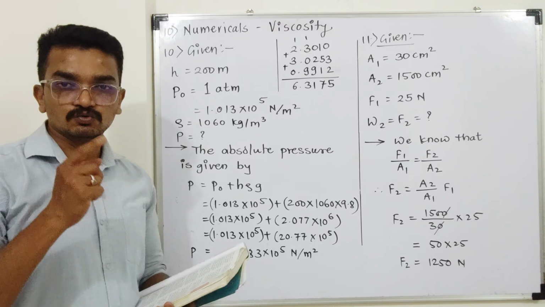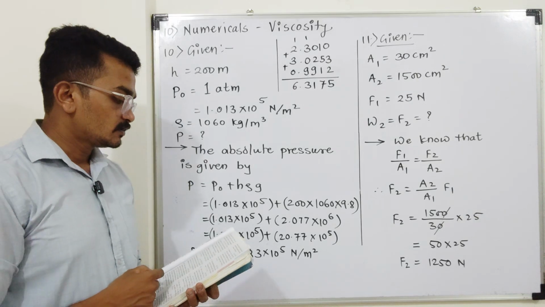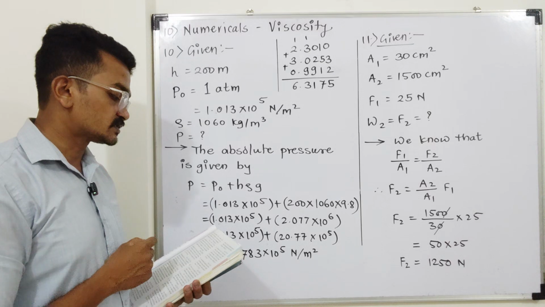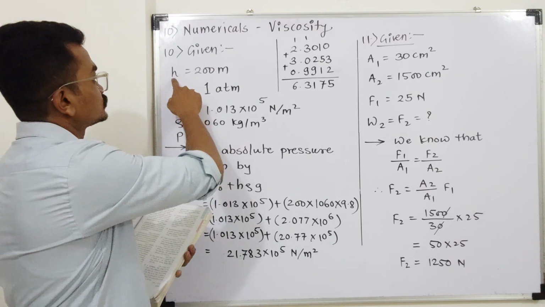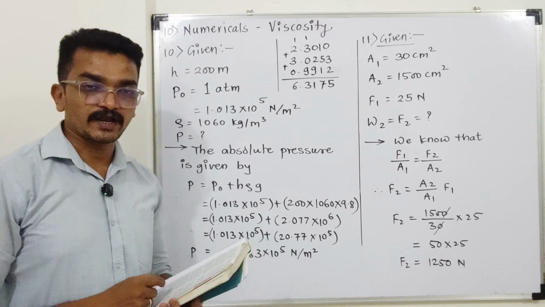So guys, now we have two more problems. The first one is problem number 10. The problem is: find the pressure 200 meter below the free surface of the ocean. So the height is 200 meter, if the pressure on the free surface of the liquid is 1 atmosphere.